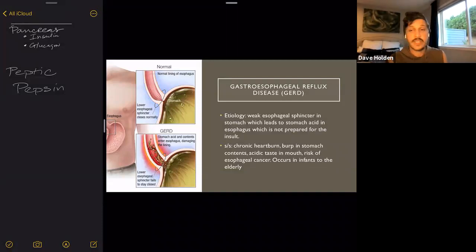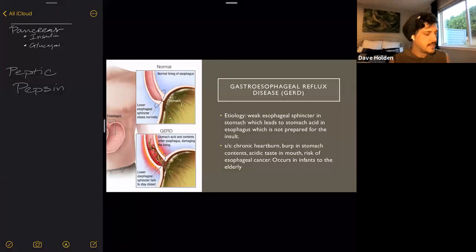So the number one symptom is obviously going to be heartburn. People burp their stomach contents. You've got an acid taste in your mouth. Again, as the acid washes over the esophagus, those tissues have to heal. Prolonged damage to them can lead to esophageal cancer. And GERD can occur from anyone, from infants to the elderly.